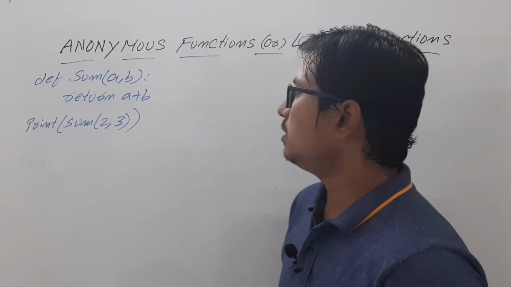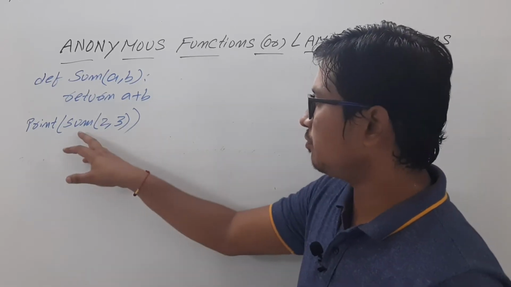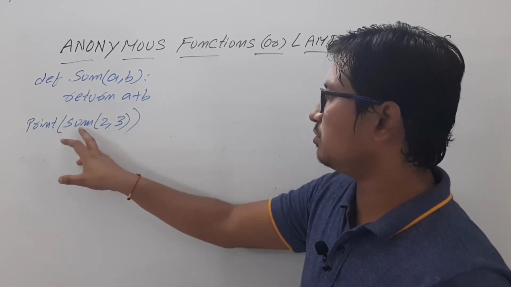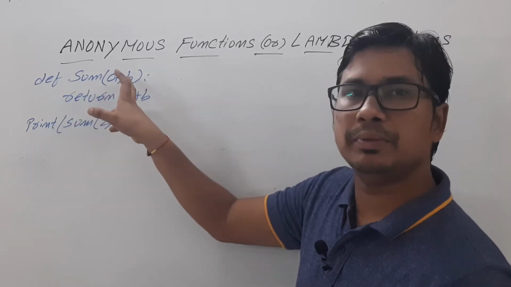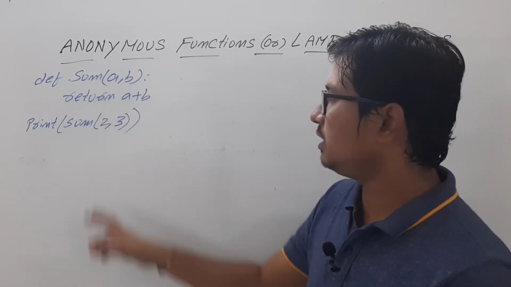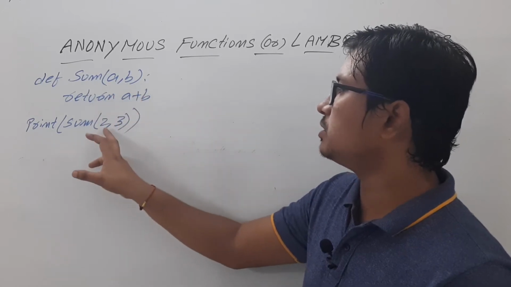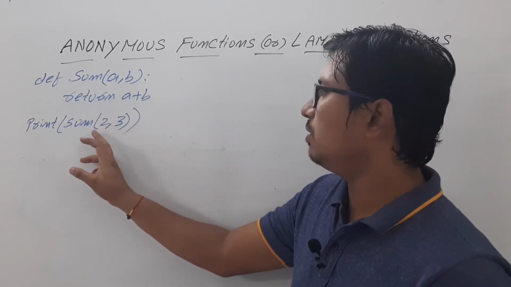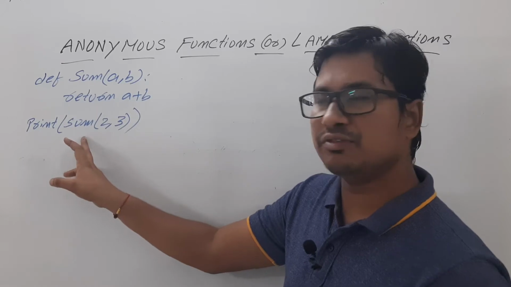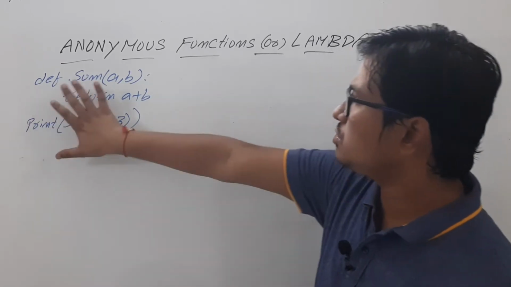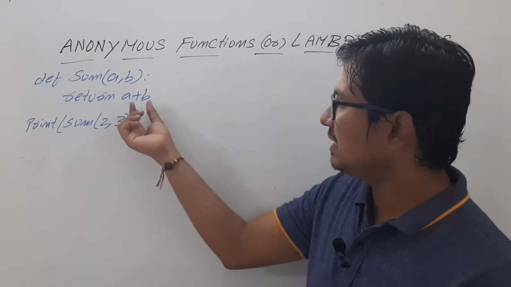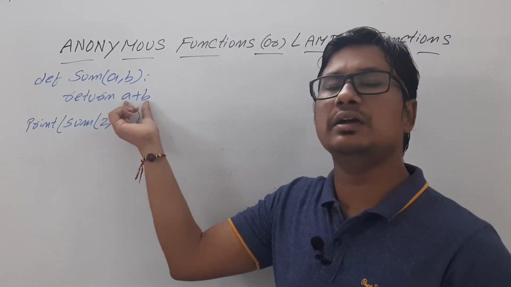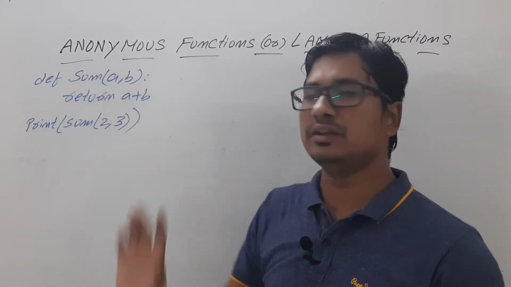If you execute this program, first the print function will call the sum function with the values 2 comma 3. So the a value will become 2 and the b value will become 3. Then it is returning a plus b. So a plus b is 2 plus 3, which is 5. So you will get the value 5 that you are printing. This is okay. Now if you look at what this function is actually doing, it is just returning a plus b, or the sum of the two values.